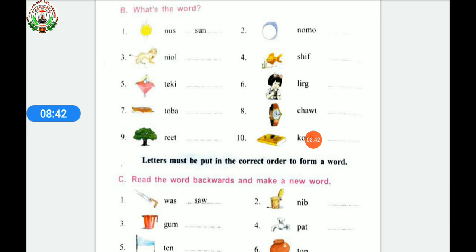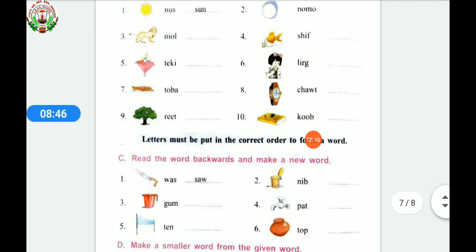WATCH, watch. Ninth one is the picture of a tree. Again, you have to write the letters in a correct order to form the new proper word, that is tree. TREE, tree. Last, 10th picture is of a book. So, what is the spelling of a book? BOOK, book. Correct answer is book.